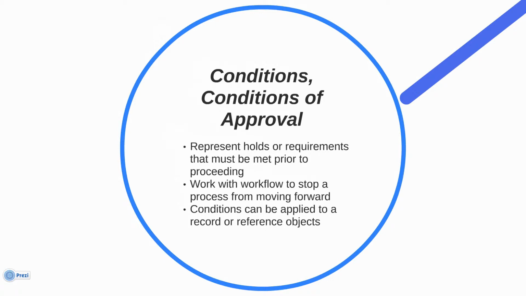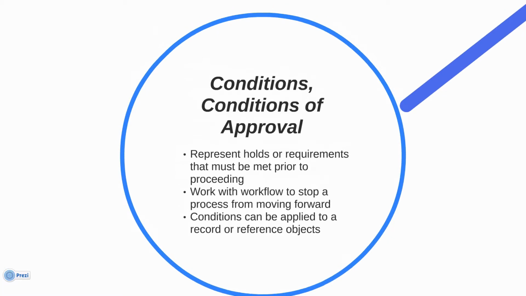Conditions of approval are typically used to track application requirements. So based on how I filled out my application or the type of application that I filled out, there might be a series or a checklist of items that I need to provide. And those are typically tracked with conditions of approval.